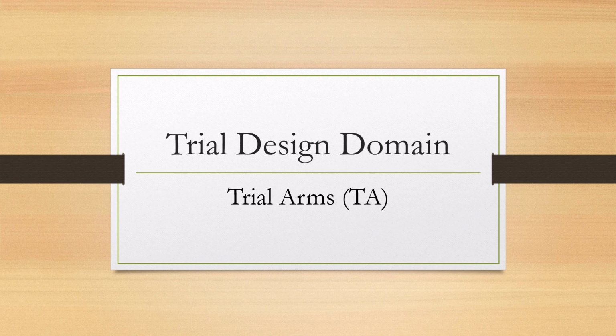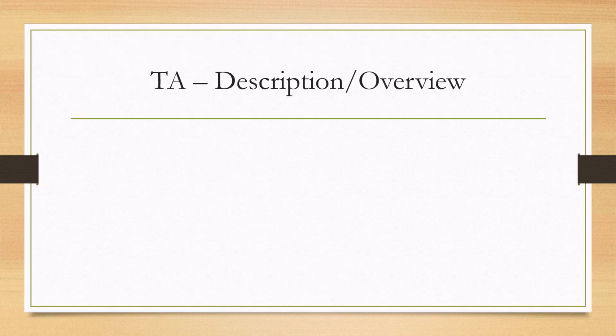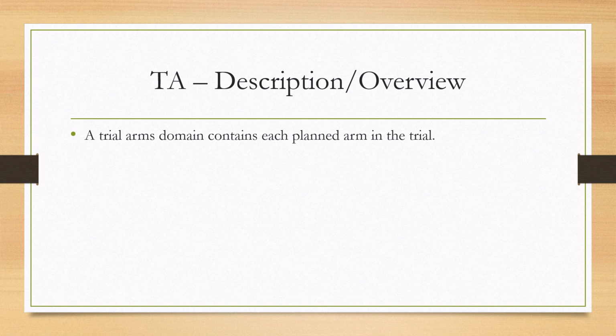Today I will be talking about the trial design domain, that is the TA domain. One may ask how you will define the trial arm domain. Some may say it is the drug to which the subject is planned to be assigned in the study. But in a crossover study, where the subject will eventually get all the study treatments, this definition does not stand entirely true. So what is the definition of trial arms?